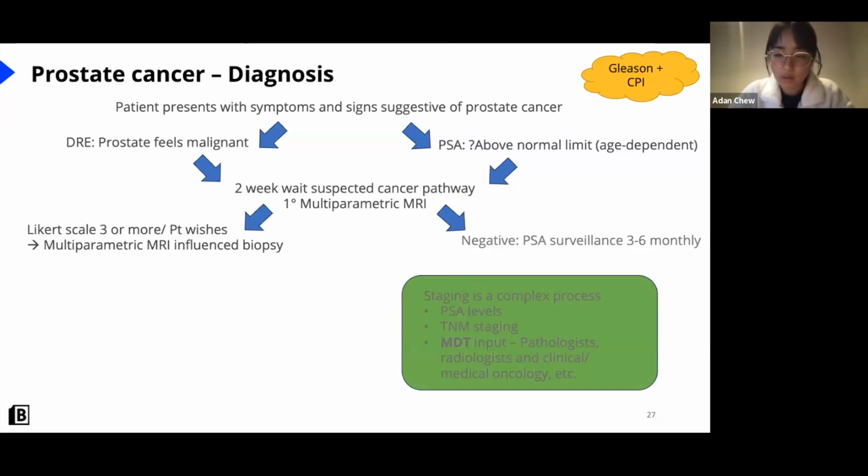And of course, you would refer them for MDT input, which involves a lot of the members of the MDT, such as pathologists, who grade how bad the tumor is microscopically, radiologists, radiologically, and clinical and medical oncologists, who decide what management options there really are.